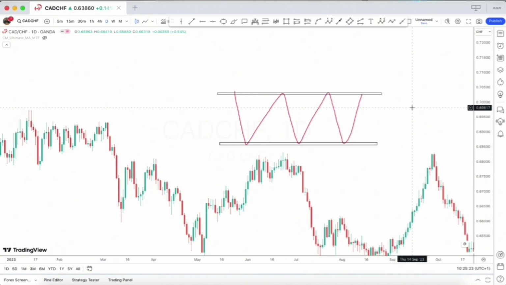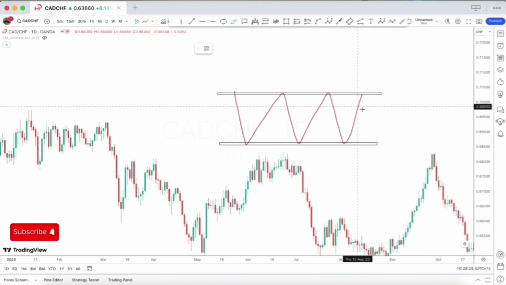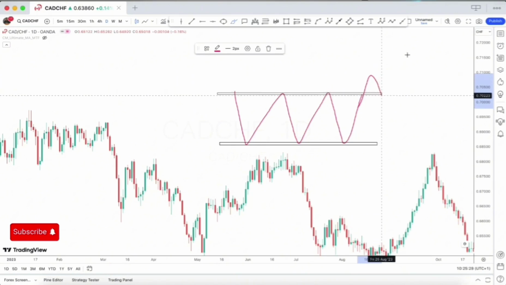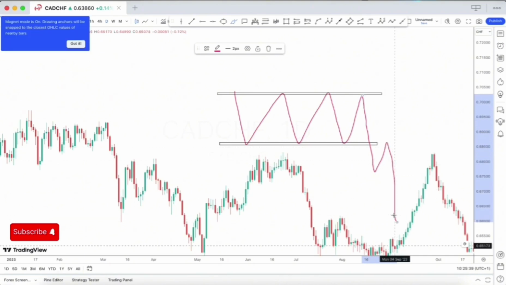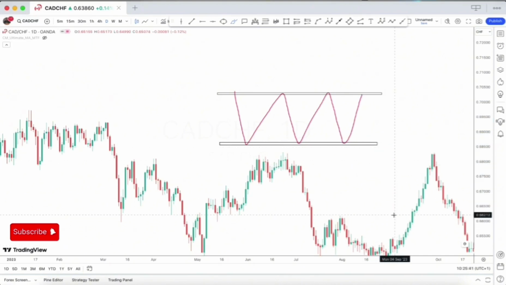So for example, if we have a breakout to the upside, then we are going to have something like this, a retest and then continuation to the upside. And if price breaks to the downside, something like this, we are going to have a retest and then continuation to the downside. So usually when we are dealing with a ranging market, we always want to see where the breakout will head to, either to the upside or to the downside.